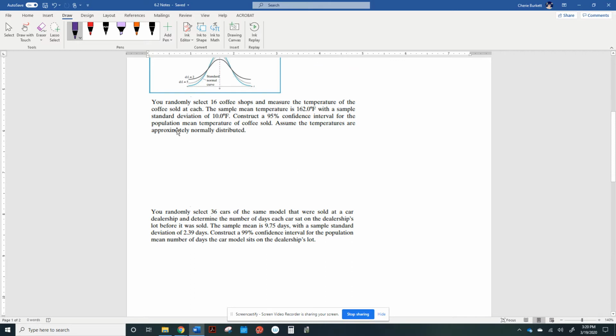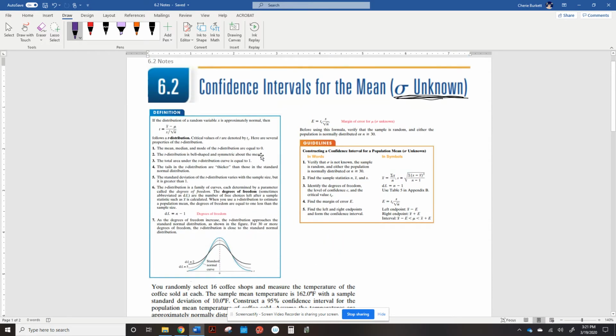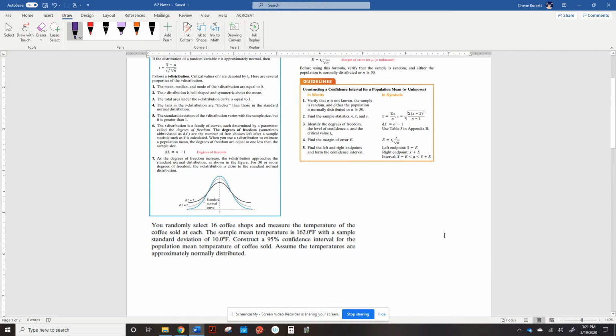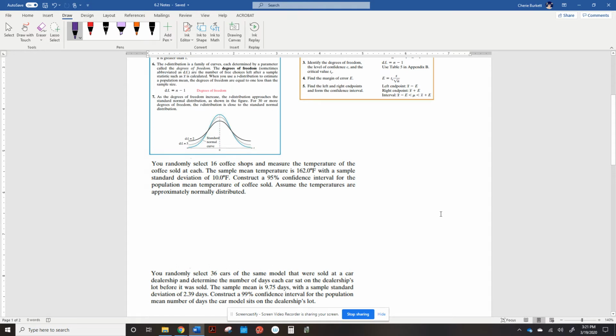The most important part of this is being able to read these examples and first decide if this is going to be a z interval or a t interval. That's what you have to decide. If it was 6.1 and they provide you with the population standard deviation, then it's a z interval. If you're doing 6.2 and they do not provide you with the population standard deviation, then they're going to be giving you the sample standard deviation, and that's when you use a t-test or a t interval.